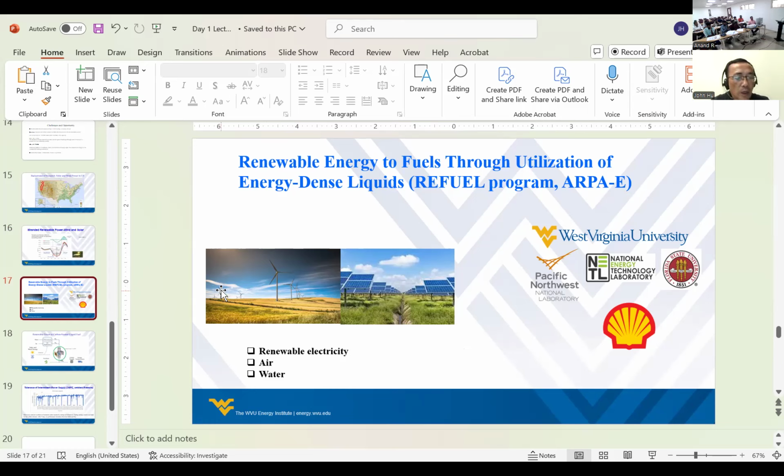So how do we transmit this electricity to another location without using the transmission line? That's number one question. But you are only given resources of air and water. What's in the air? Air has oxygen, nitrogen, and maybe a little bit CO2 and water.